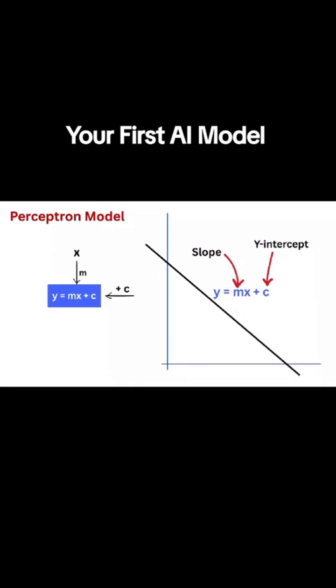You must have seen a simple straight line equation in school. Y equals mx plus c, where m is the slope of the line and c is the y-intercept. Think of this equation as a machine. You give it an input x, it multiplies it by m, adds c, and gives you an output y. That's it. Now let's expand this idea.